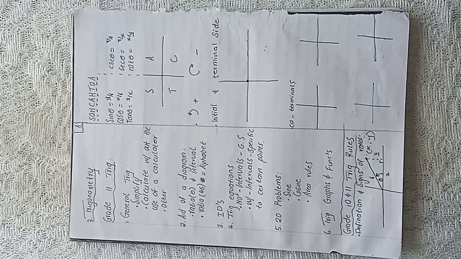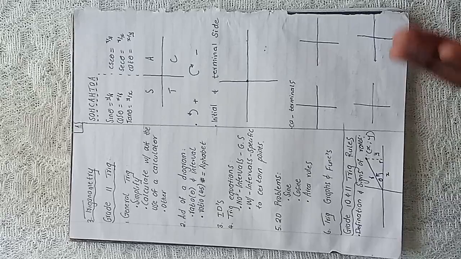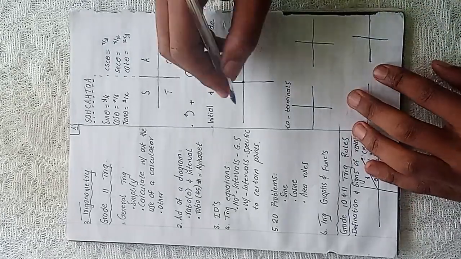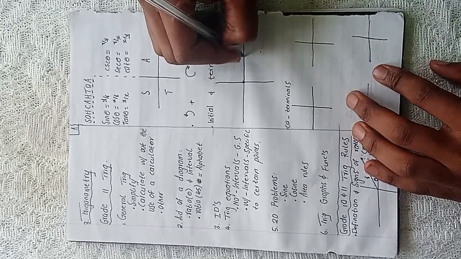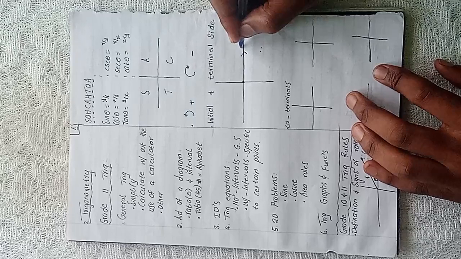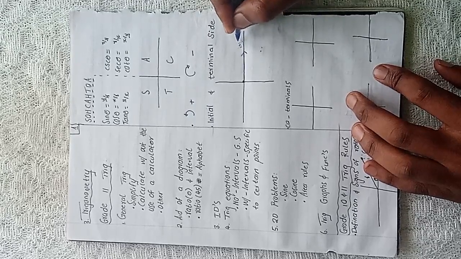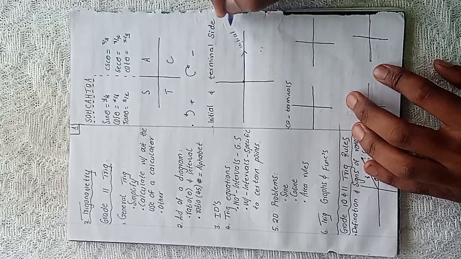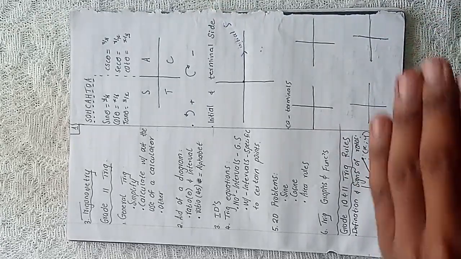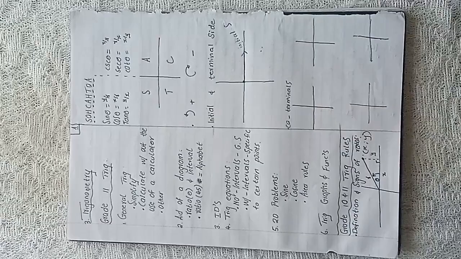Our initial side is always on the positive x-axis. Our initial side is here. This is our initial side, and it's always on the positive x-axis, and it's stationary, it does not move.